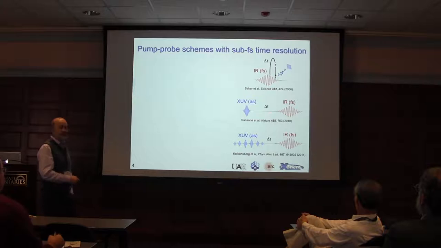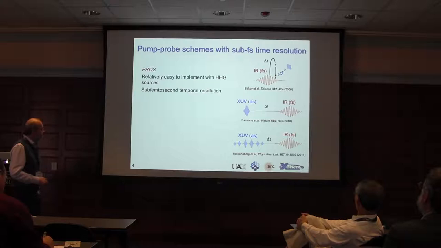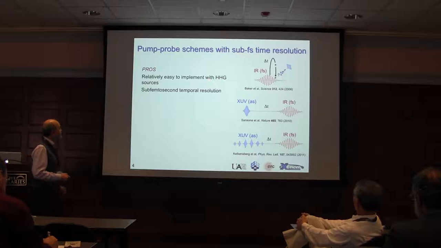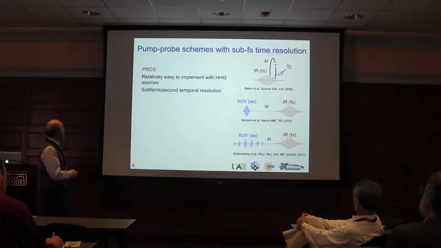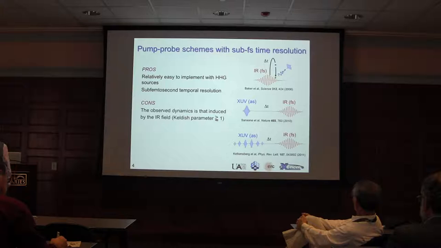And these are three examples that you can find in the literature where they have succeeded to see these fast dynamics. Now, the advantage of these techniques is that, as I said, it's relatively easy to implement with high harmonic generation sources, not so easy with free electron lasers, and that they provide some femtosecond temporal resolution. But the dynamics you observe by using these techniques is mainly due to the infrared field. It's mainly the dynamics that is induced by the infrared field.